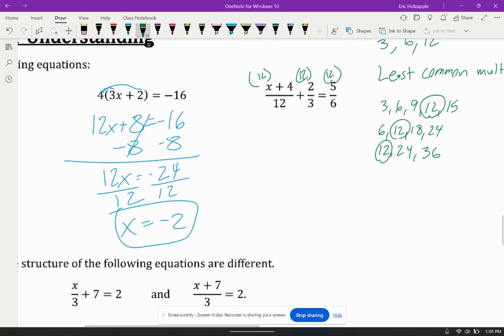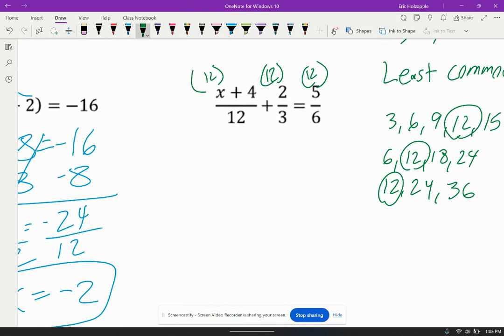Okay, so I'm going to zoom in a little bit here. This first one is the easiest because the 12 and the 12 are going to cancel out, and that is just going to leave us with x plus 4. In the middle now, the 12 and the 3 are going to simplify to 4 over 1. Then we are going to take the 4 and the 2 and multiply them together, and 4 times 2 is 8. That is then going to be equal to, and we're going to look at the last one here, the 12 and the 6 are going to simplify to 2 over 1. We're then going to multiply the 2 and the 5 together to get 10.